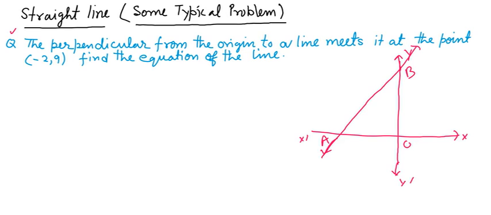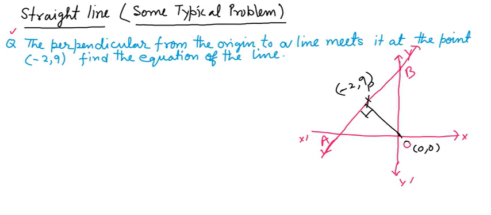According to the problem, the point (-2, 9) lies on this line. Suppose this point is P, whose coordinates are (-2, 9). This is the origin. Actually, this point is the foot of the perpendicular drawn from the origin, that is OP. OP is the perpendicular, and you know the coordinate of the origin is (0, 0), and the coordinate of the point P is (-2, 9).